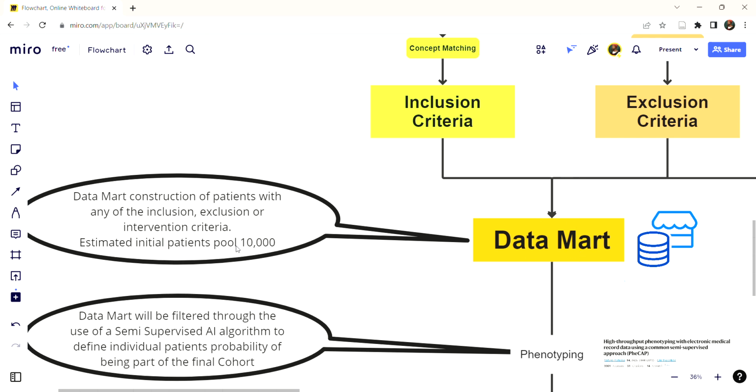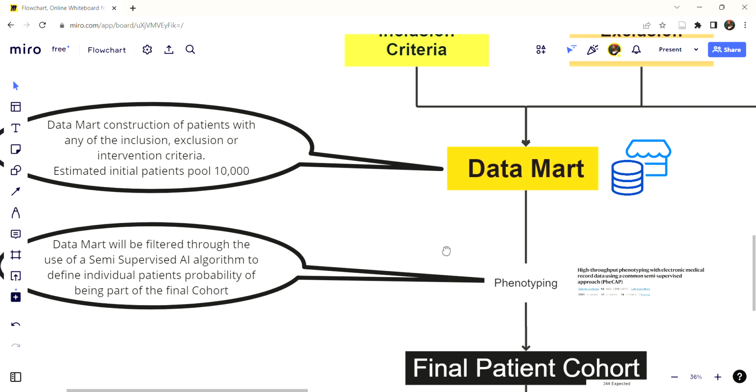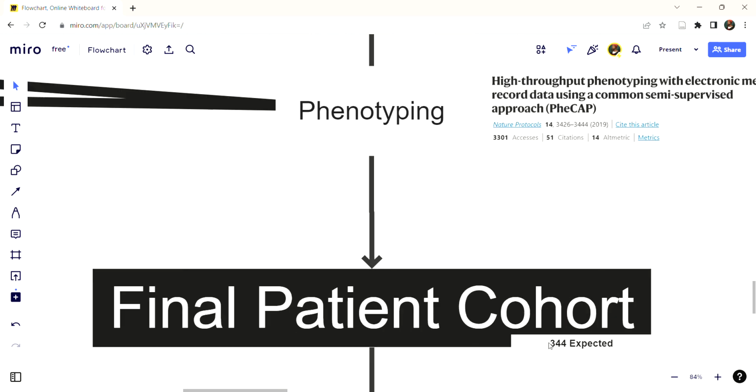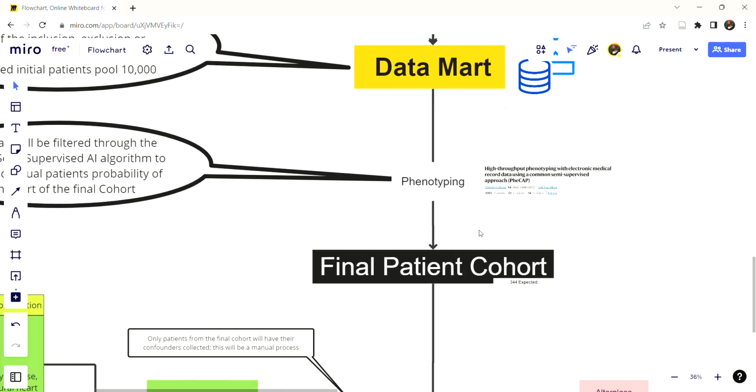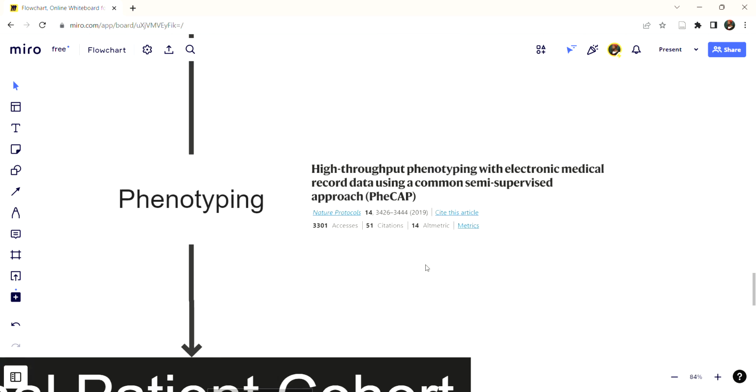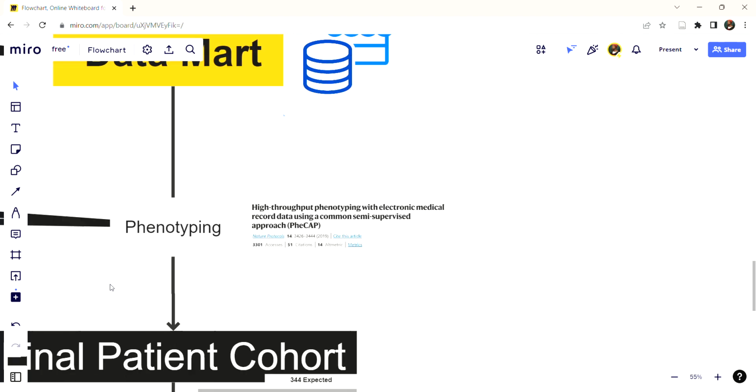the initial data mart, and of course we're not going to read through the data of 10,000 people. We're going to select a group of patients. Our power analysis says we should have about 344 patients, and we're going to go from 10,000 to 344 through the process of phenotyping. You can read more about phenotyping and the process we're going to use, which is called PheCAP, in this paper that was published in Nature Protocols in 2019.